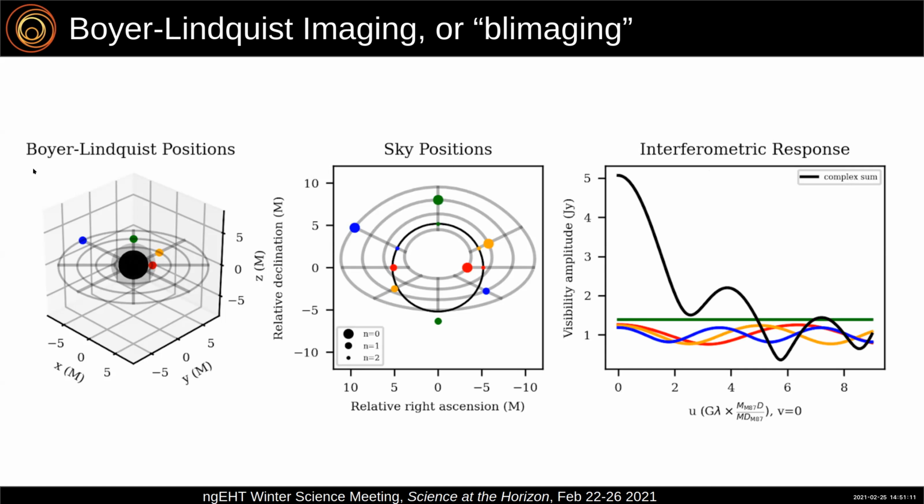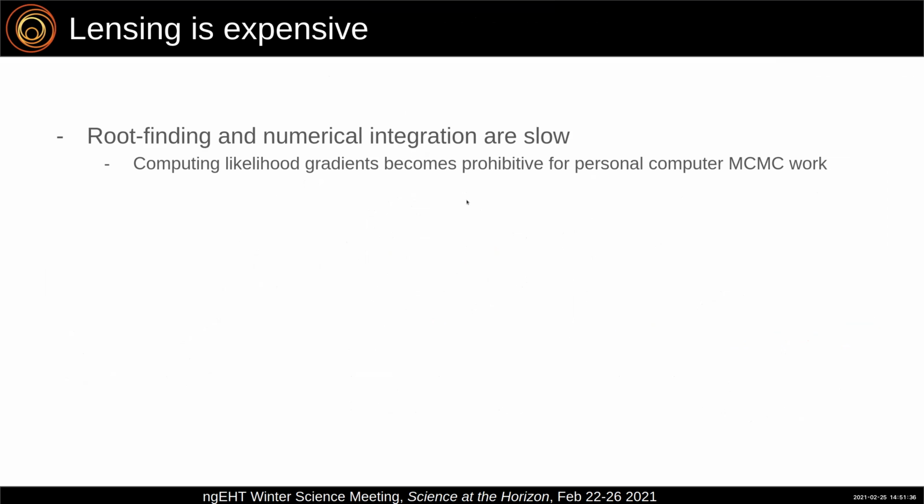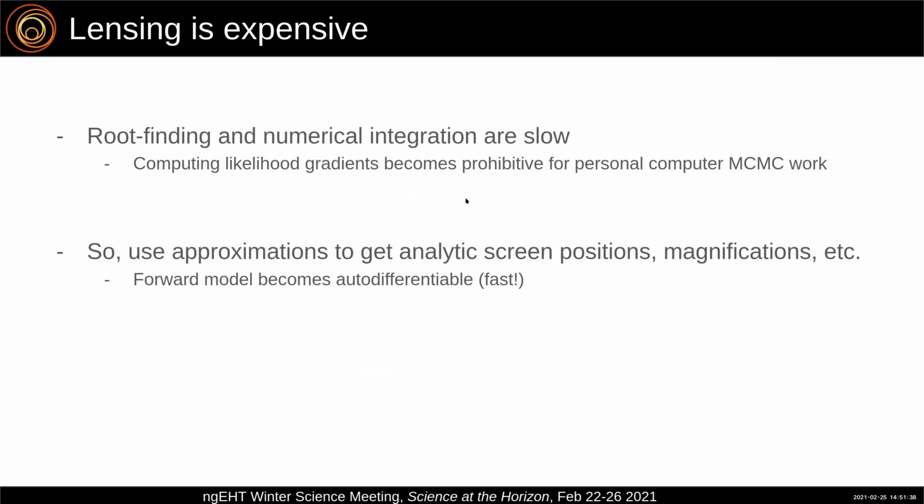And so these three images together are essentially the entire forward model for going from emissivities in a plane around a black hole to an interferometric response for comparison to data. I will point out, however, that generating this forward model is actually quite computationally expensive because, in general, for Kerr in particular, you need to do root finding and numerical integration to actually generate these screen positions. And so using approximations to get analytic screen positions makes this much easier and much faster.